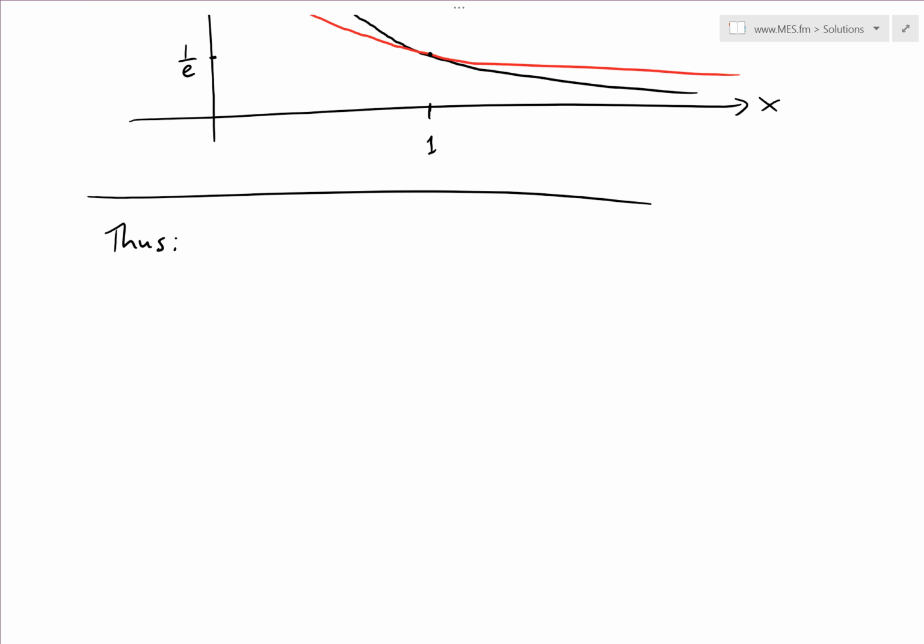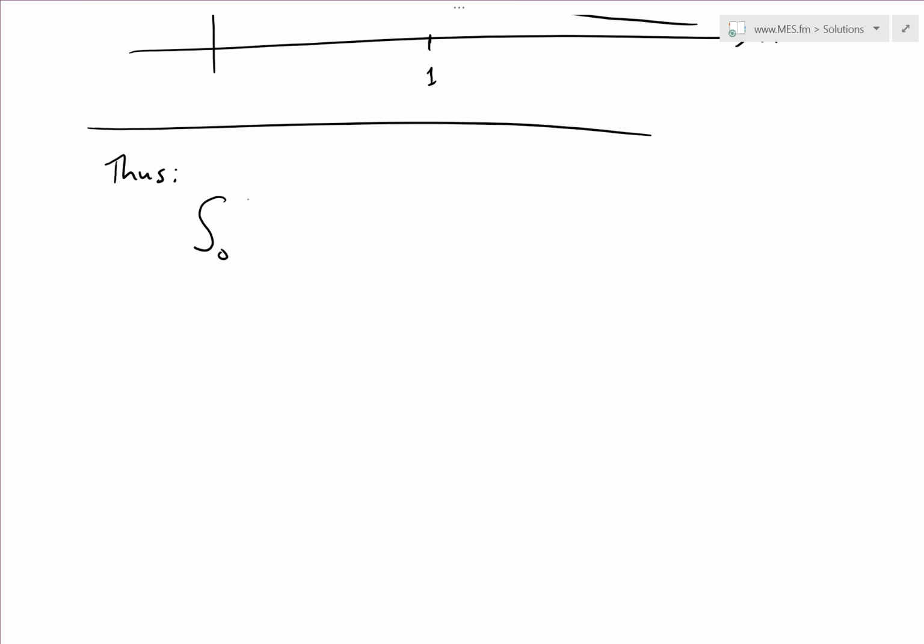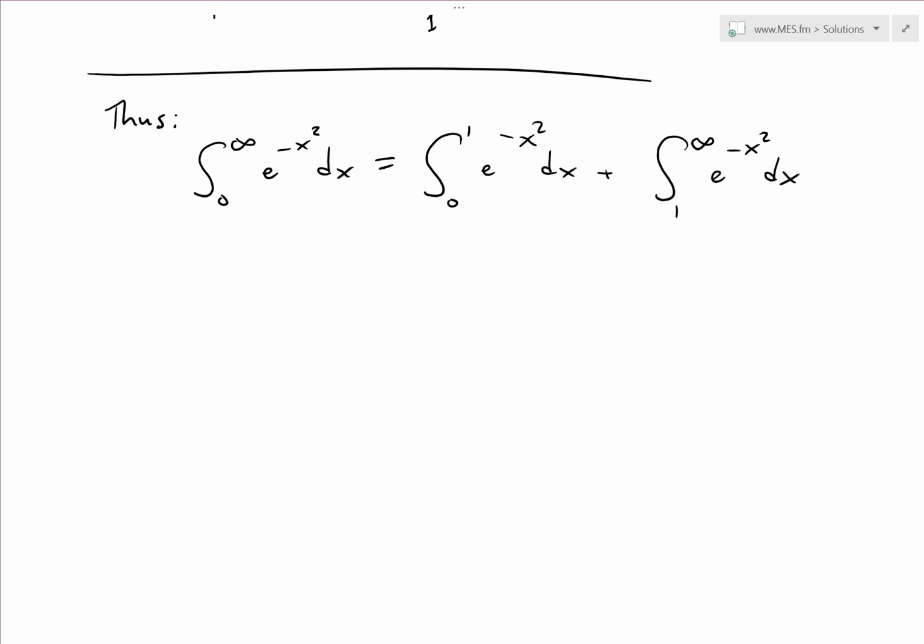So the integral from 0 to infinity of e to the negative x squared dx is equal to the integral from 0 to 1 of e to the negative x squared dx, plus the integral from 1 to infinity of e to the negative x squared dx. So now we have two integrals right here.